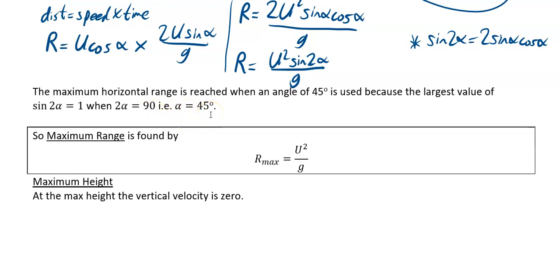Okay, that might be quite instinctive to you anyway, that the longest range should be when you fire something at 45 degrees, but there's really a mathematical proof. So basically, the biggest that sine 2 alpha can be is 1, and sine 2 alpha equals 1 when 2 alpha is equal to 90 degrees, so when alpha is equal to 45 degrees. So that's really a maximum proof. So the maximum range is found, and that bit just becomes 1, so it's just U squared times 1 over g. So R max, the maximum range, equals U squared over g.